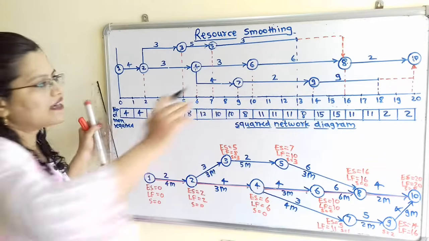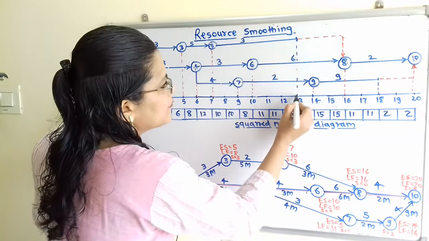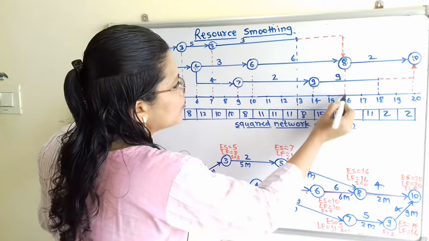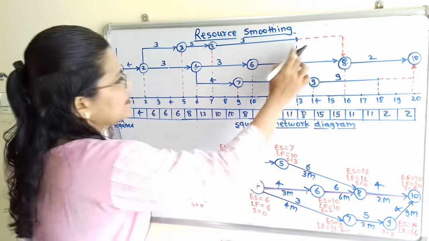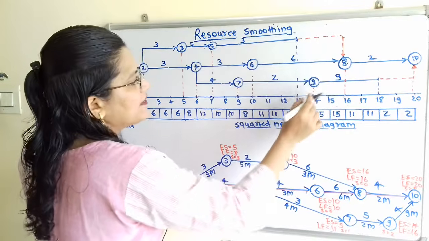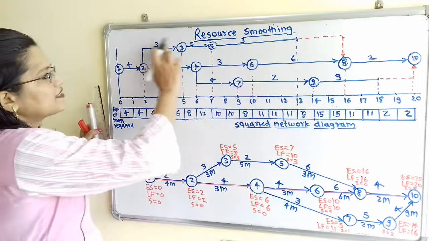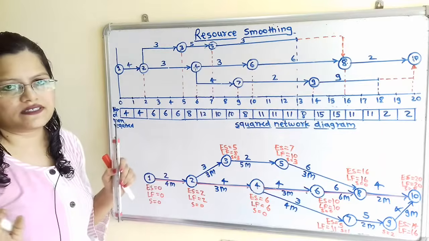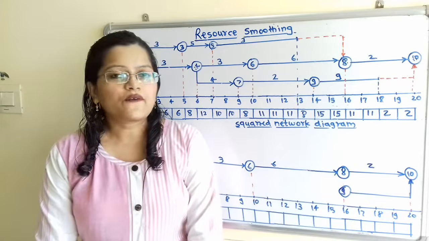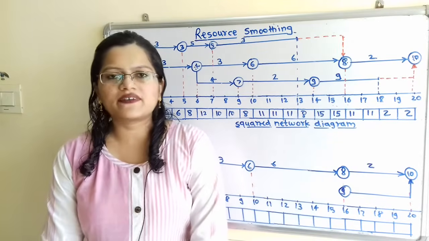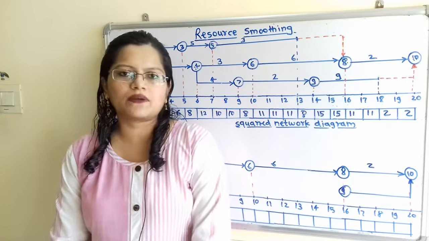So how we can transfer? We can transfer from this 13th to 16th because this activity completed at the 8th node. So 1, 2, 3. That is, we can transfer these activities by 3 weeks. Now we have to transfer the activities on the non-critical path.